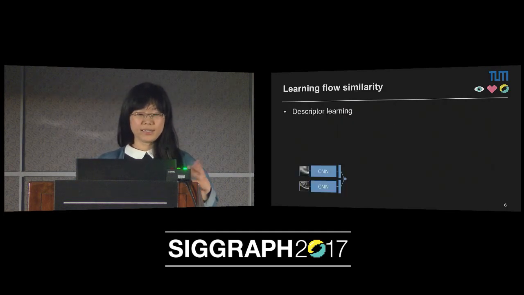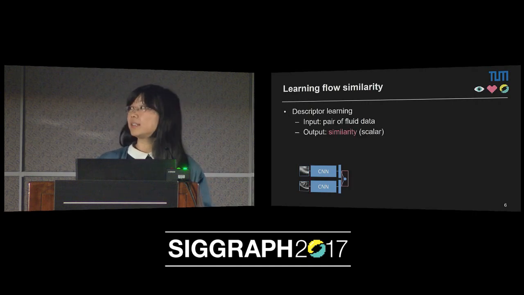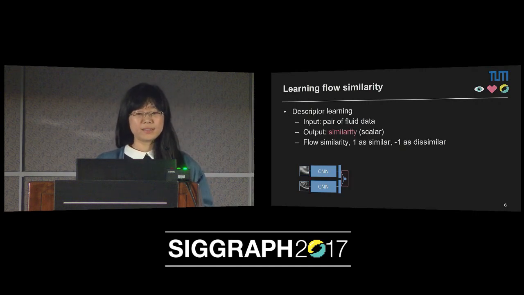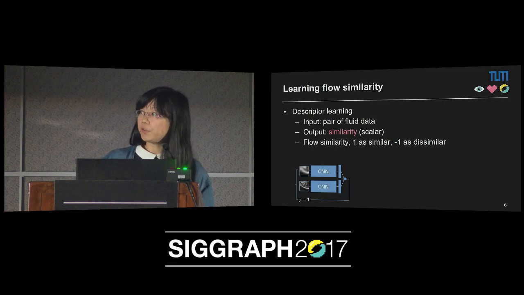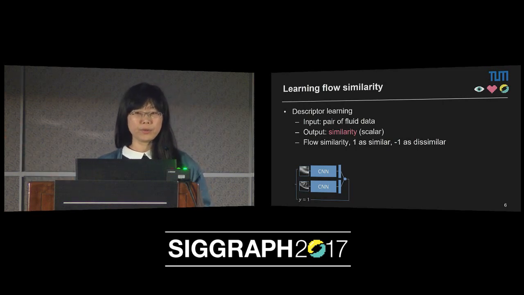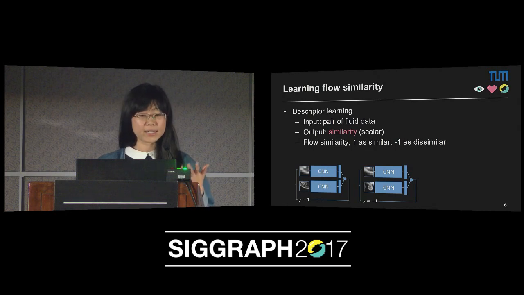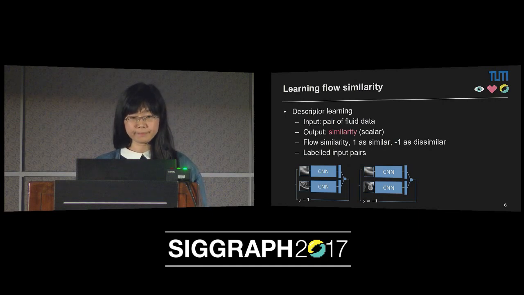In this part, the input is a pair of fluid local regions, and the output is the similarity between them. Let's say that 1 is similar and -1 is dissimilar. We can imagine that if you only offer the network data like those which are similar, then the network will only say that all data pairs are similar. So we should also offer data that are not similar and mark it as negative. So the next question would be how to generate those labeled input data pairs.